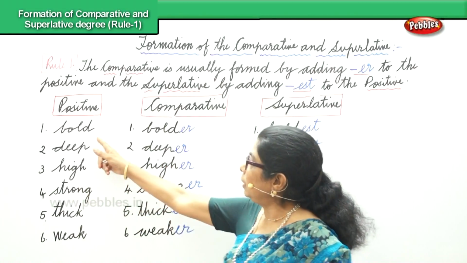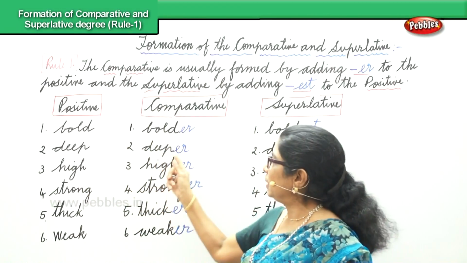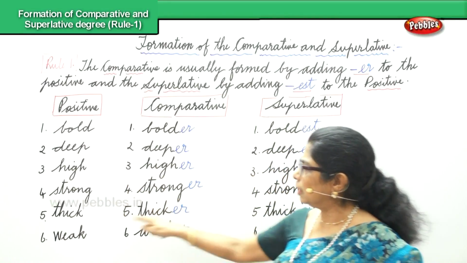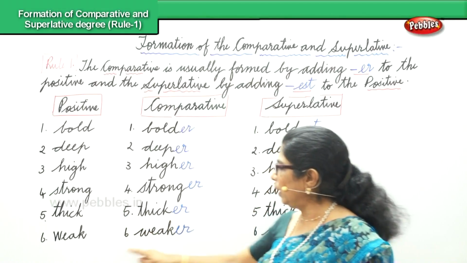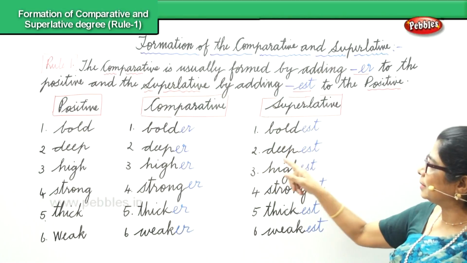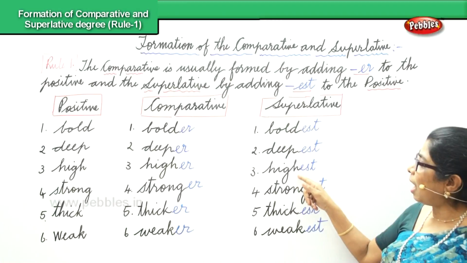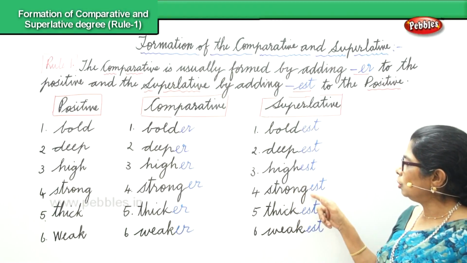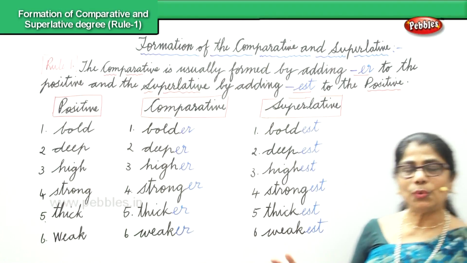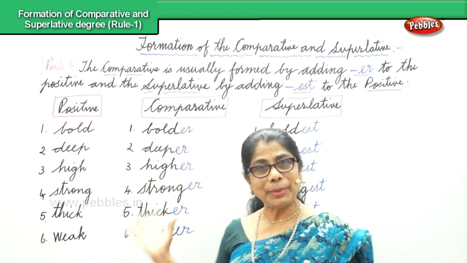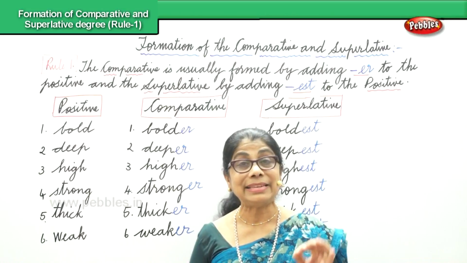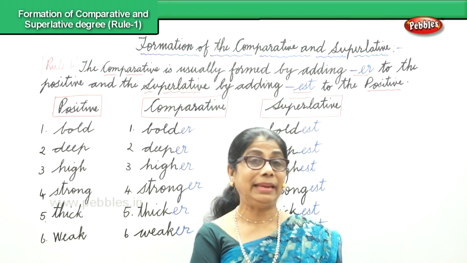Okay, now let's look at bold, bolder, deep, deeper, high, higher, strong, stronger, thick, thicker, weak, weaker. Now forming the superlative: bold, boldest, deep, deepest, high, highest, strong, strongest, thick, thickest, weak, weakest. So in rule number 1, forming comparative, add er. Form the superlative, add est to the positive degree of adjective.